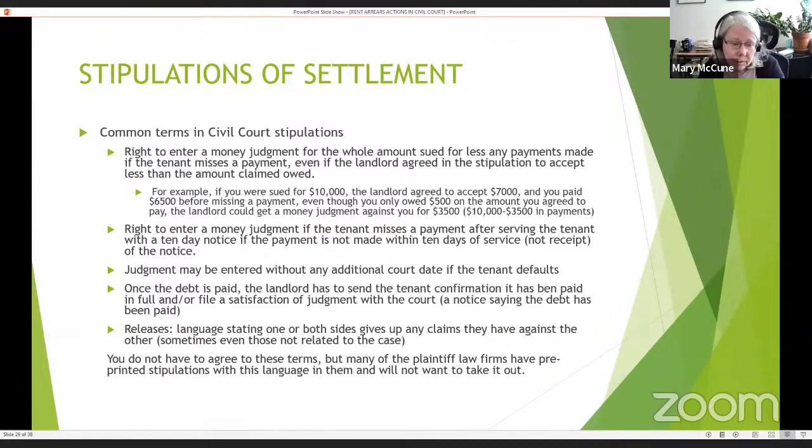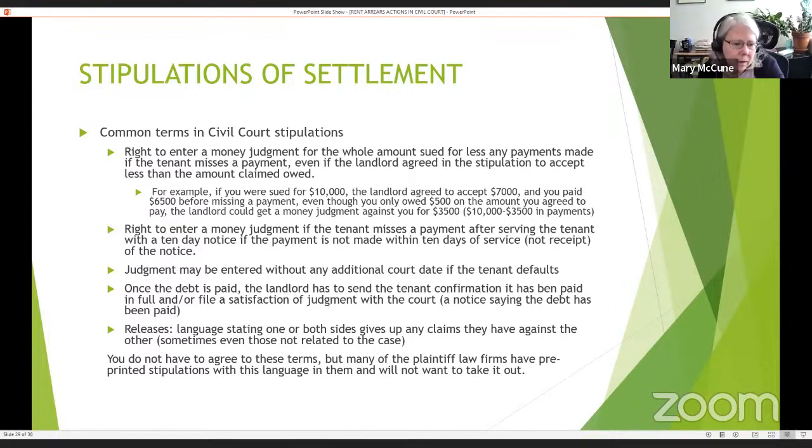And then if you don't, the stipulation usually says that they can enter a judgment against you without any additional court date. So in housing court, you have a stipulation that usually says you have to make payments by a certain date, and then if you don't, the landlord can bring the case back to court and ask for a judgment. That's one way cases can be settled in housing court. But here in civil court, nobody's going back to court. They just get the judgment automatically.